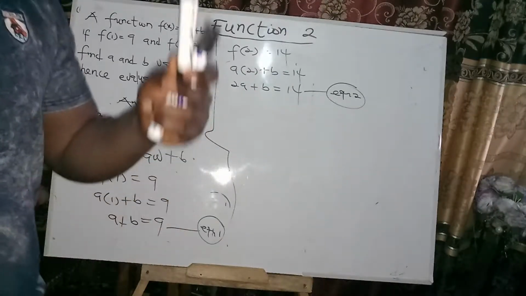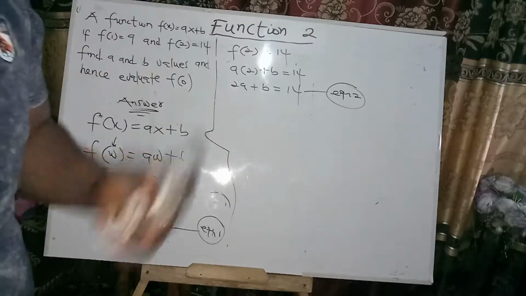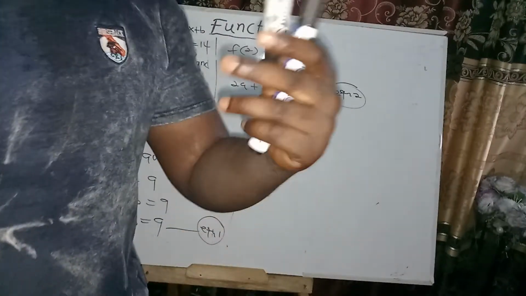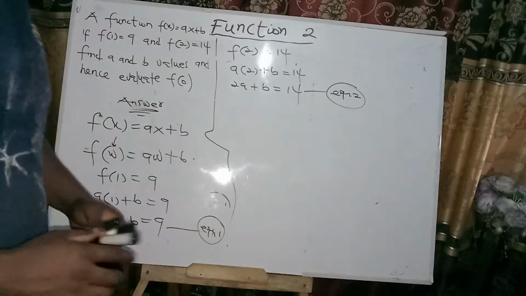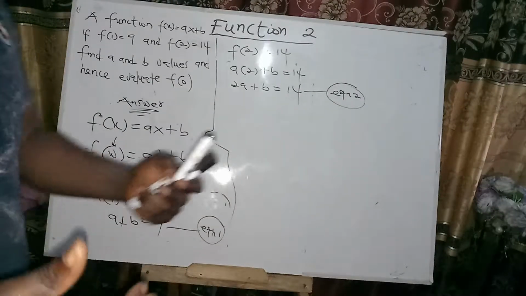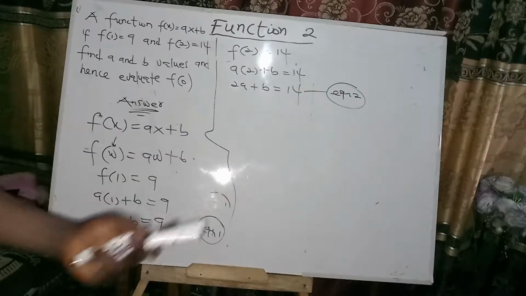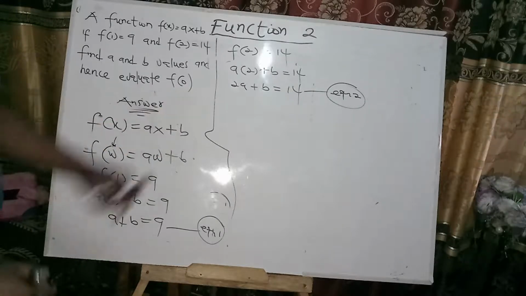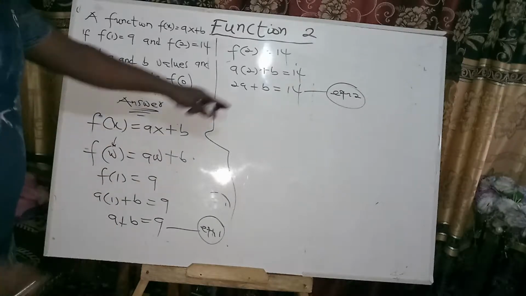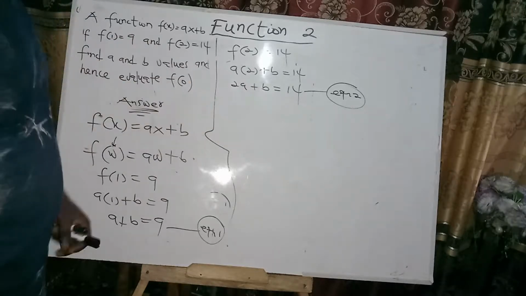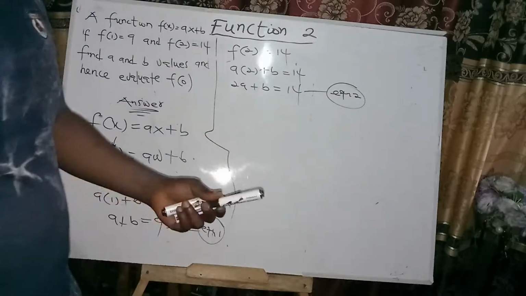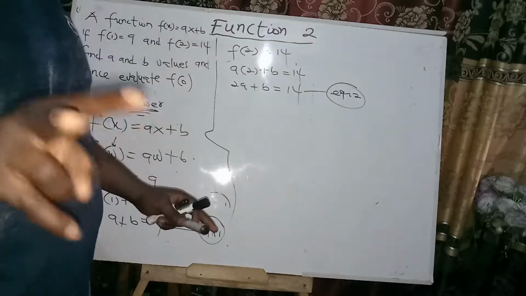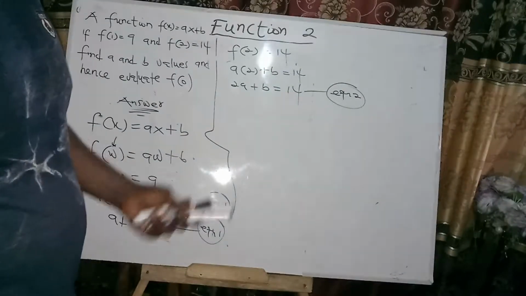But those that are still having trouble with simultaneous equations, don't worry. I'll make videos concerning that to clear it out so that you will also be okay when it comes to the fear of solving simultaneous equations. Okay, let's continue. So we have to find the values of a and b. The only way we can deal with it is to use elimination or substitution. Those are the two simultaneous equation formats we have.